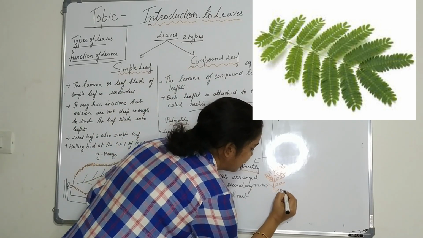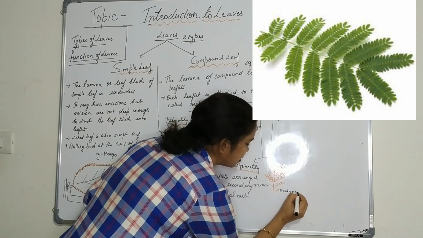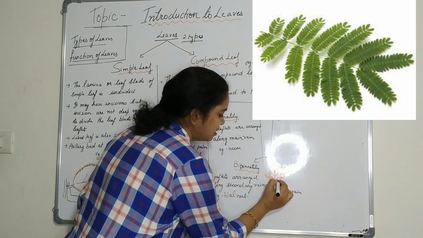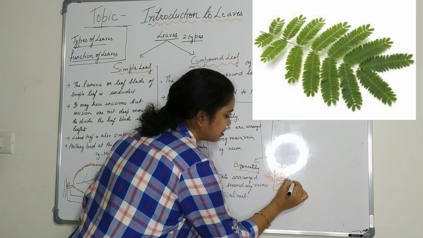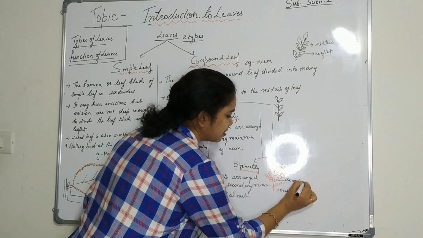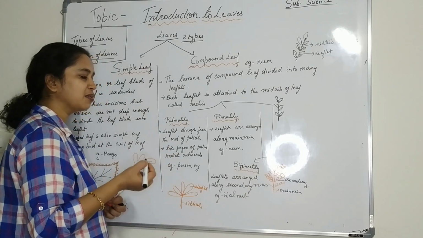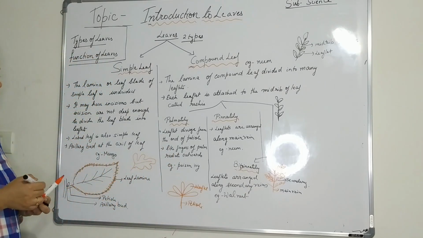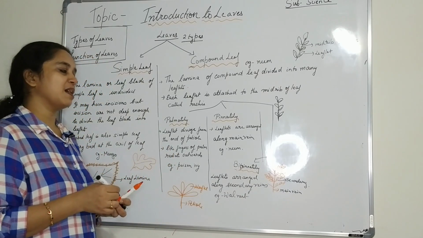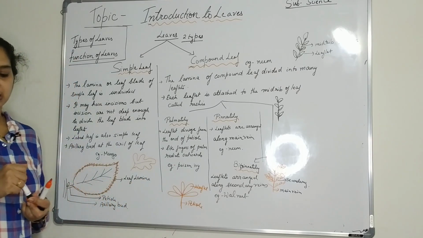This is the main vein, and this is the secondary vein. Main vein and secondary vein, and the leaflet arises out of the secondary vein, and walnut is a good example of the bipinnately compound leaf.